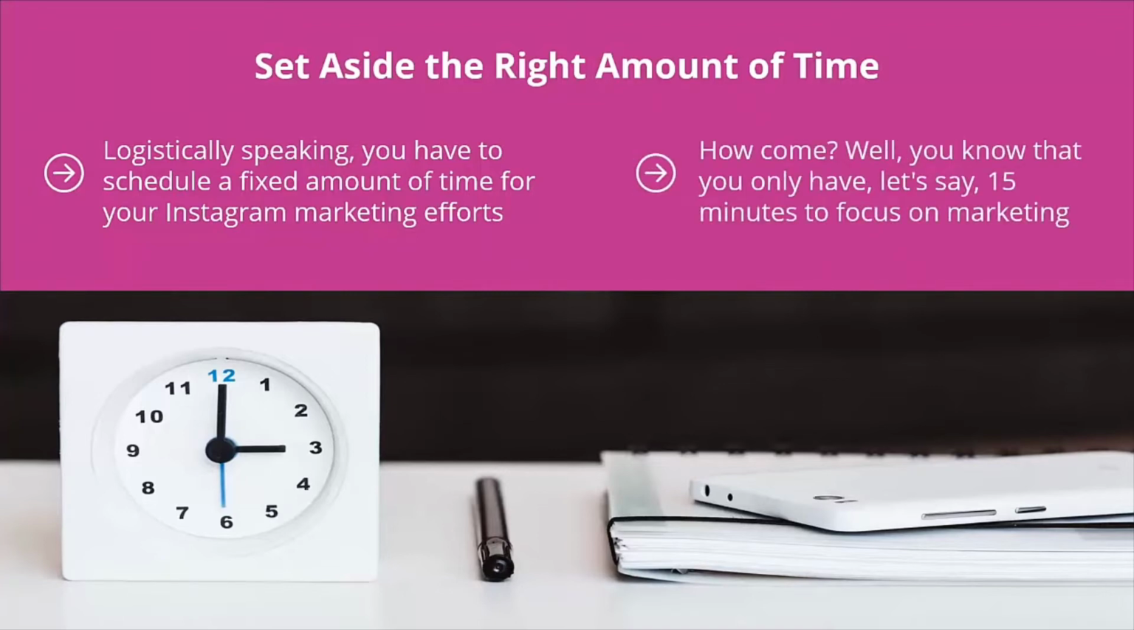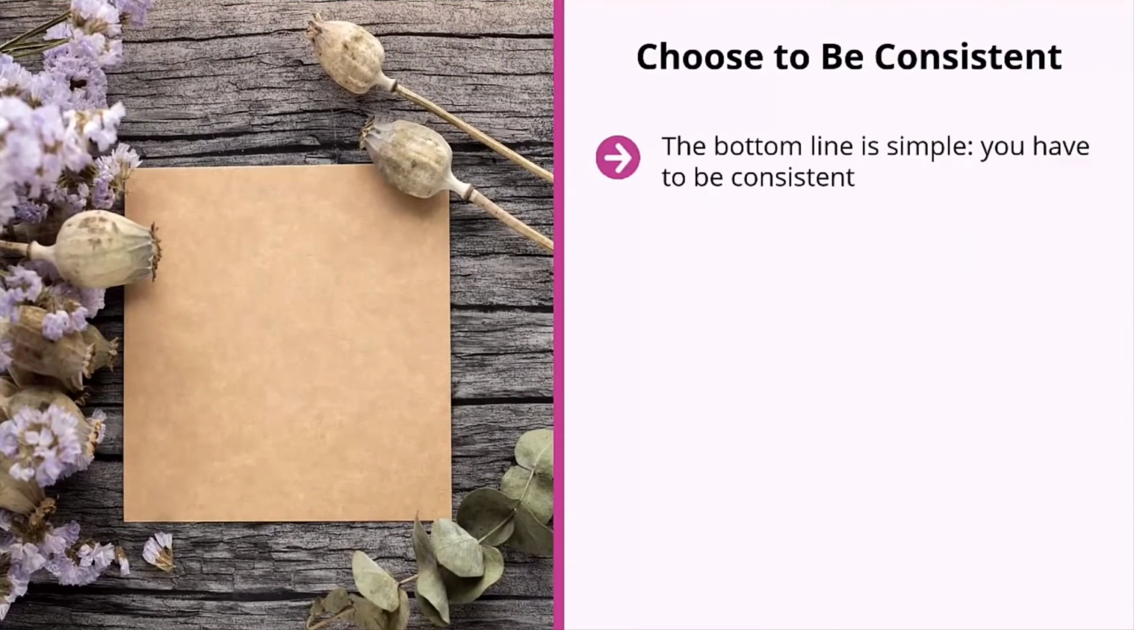How come? Well, you know that you only have, let's say, 15 minutes to focus on marketing. You keep trying it on a daily basis because you have chosen to be consistent. Eventually, things start to click and you are able to pack more activities within that 15-minute block. This leads to better results for you. Choose to be consistent. The bottom line is simple. You have to be consistent. Even if you can only afford to invest 15 minutes of your time every single day to your Instagram marketing efforts, that is plenty.